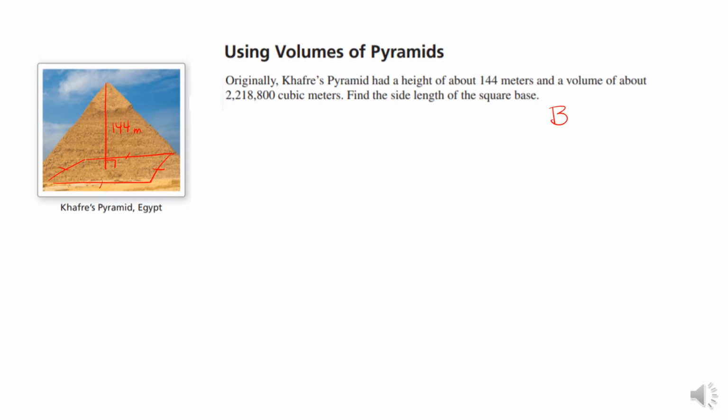So the fun thing to remember is that base equals side squared because it's a square. So now we're going to take the volume formula and plug in all the information we know. So 2,218,800 equals 1/3 times our big B, which we're thinking in the back of our head is side squared, times 144. The first thing I'm going to do is multiply both sides by 3 to get rid of my fraction.